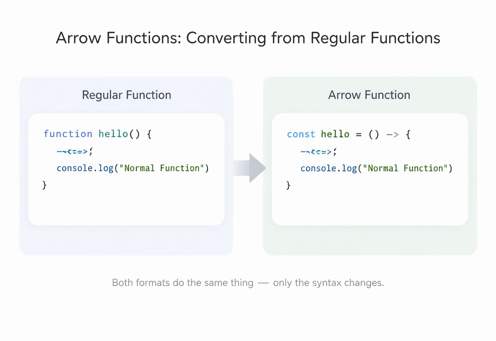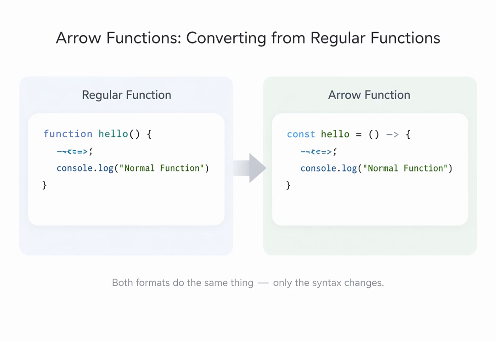Now let's talk about arrow functions and how they relate to the regular functions we just covered. The instructor makes a really important point here. These two are almost identical in what they do. The only thing that changes is the format, the syntax. On the left, you have a regular function. You write the keyword function, give it a name like hello, open parentheses, open curly braces, and write your code inside. On the right, you have the arrow function version of the exact same thing.